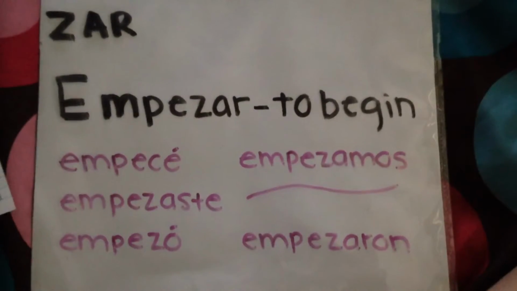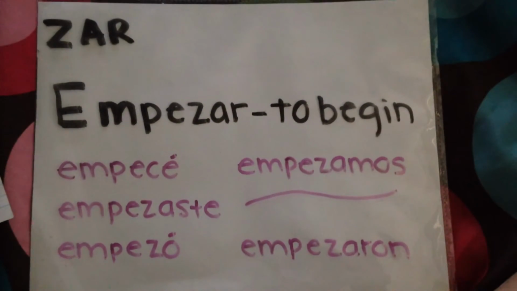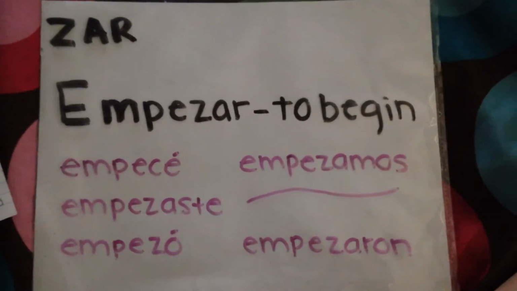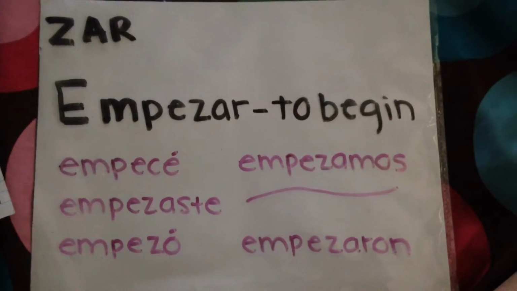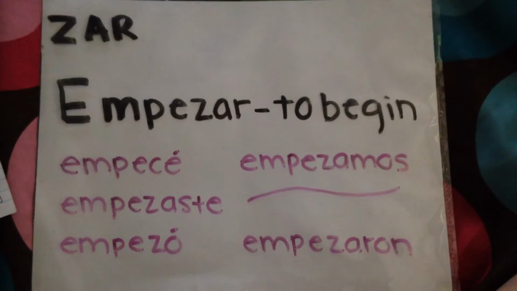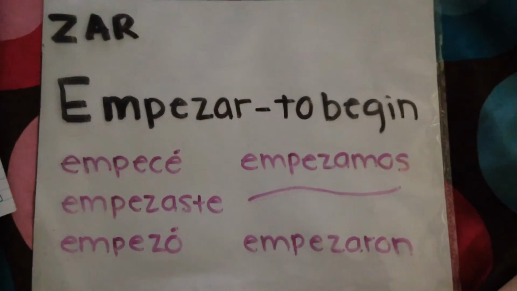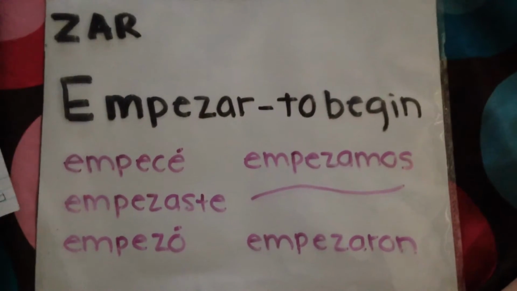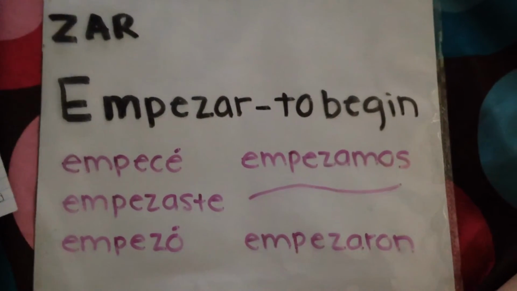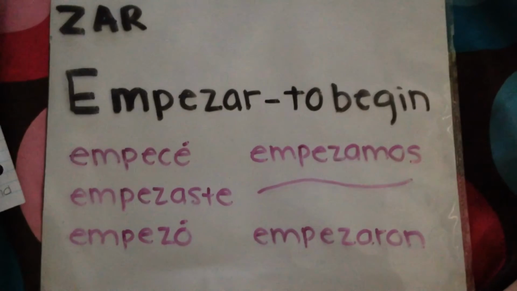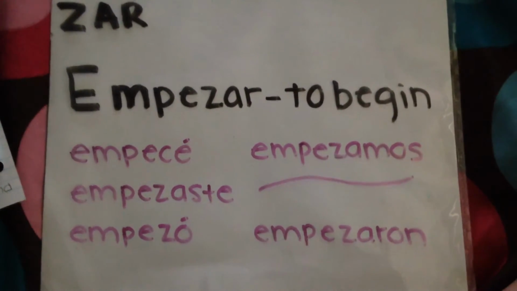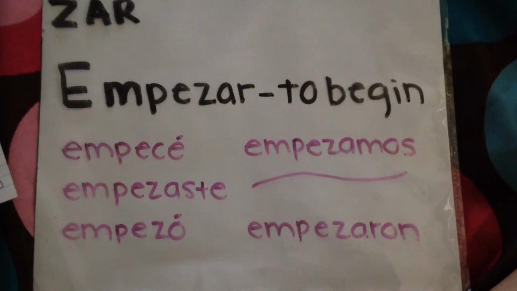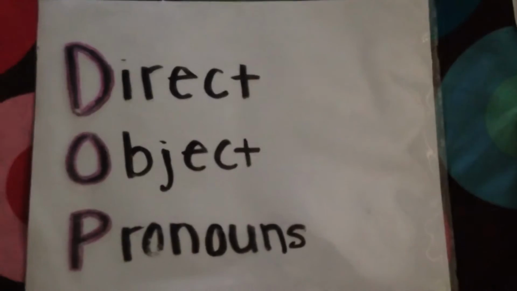sound. For zar, the Z changes to C before adding E, only for the yo conjugation. An example for zar would be empezar, which means to begin. Empecé, empezaste, empezó, empezamos, and empezaron. If Z were not changed to C before adding E, the Z would make a J or SH sound.